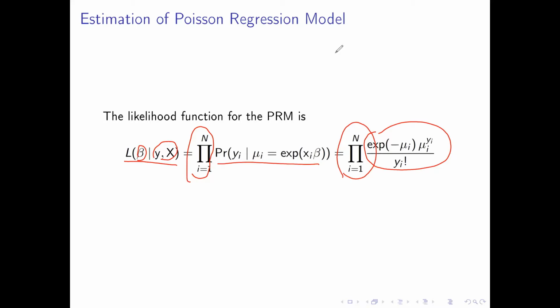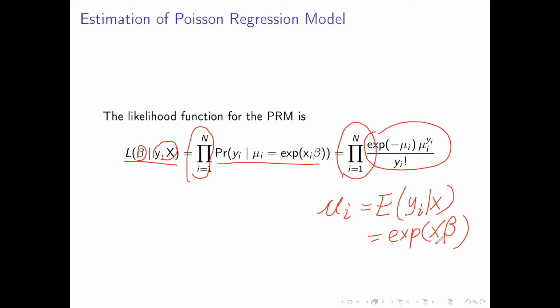So this is basically the likelihood function of observing the data, right? And what is mu i? If you remember, mu i from the last slide is equal to the expectation of y given x, which is equal to the exponential function of x beta. And here I express it in matrix form.